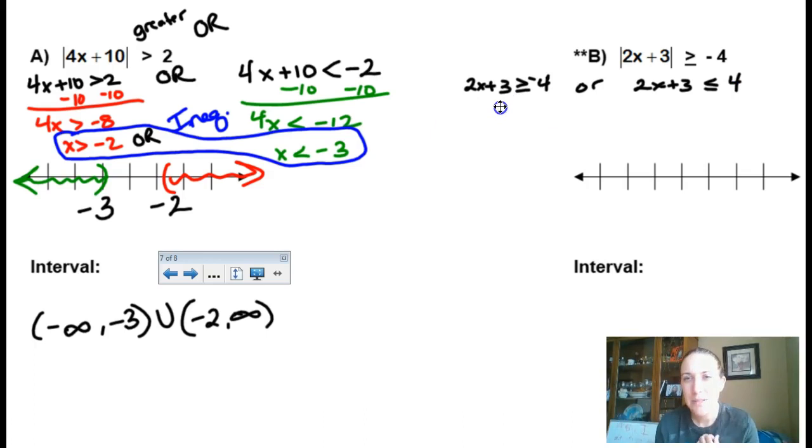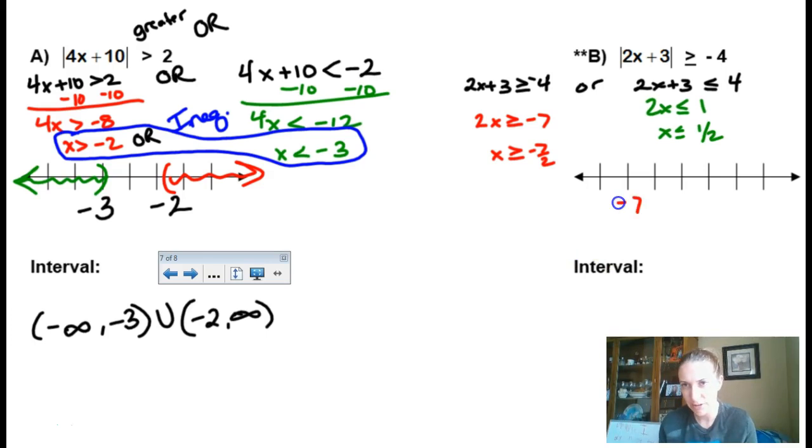So I'm going to skip steps a little bit here. I'm going to subtract 3, so I get 2x is greater than or equal to negative 7, which means x is greater than or equal to negative 7 halves. And then over here, subtract 3, I get 2x is less than or equal to 1, so x is less than or equal to 1 half. So on the number line, negative 7 halves would come first, and then 1 half would come somewhere else later on. And then we're going to be graphing OR here, right?